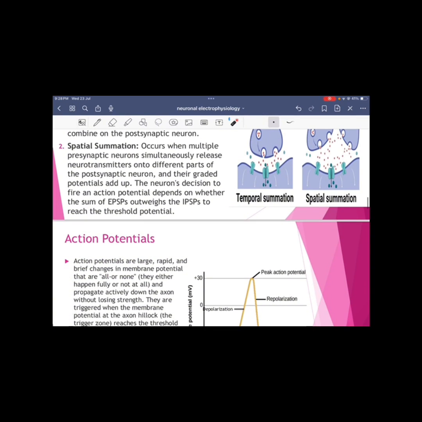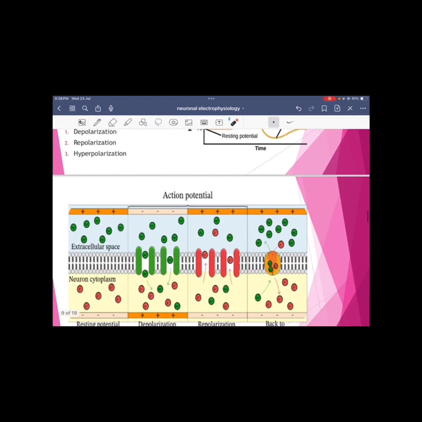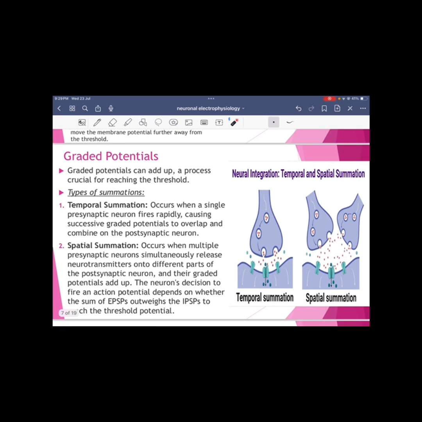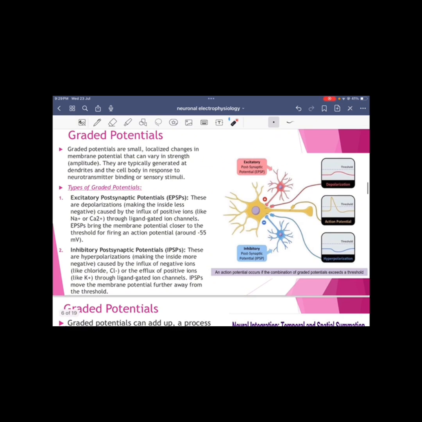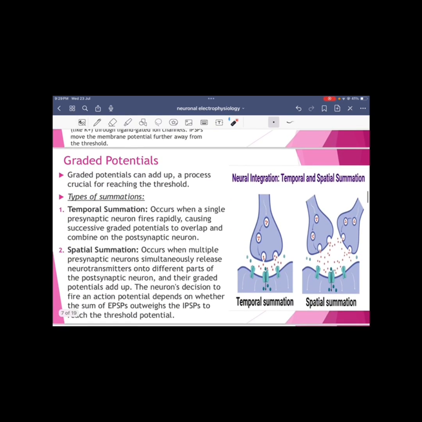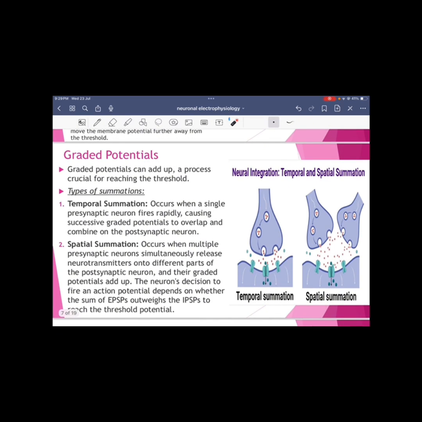Also, there is another concept that you need to understand about graded potentials: graded potentials don't act alone. They can add up. Actually, they should add up to reach the threshold of an action potential. So here we have the threshold. We have a certain threshold that we need to reach in order to have an action potential. So those graded potentials should add up in order to reach the threshold. And this adding up is called summation.